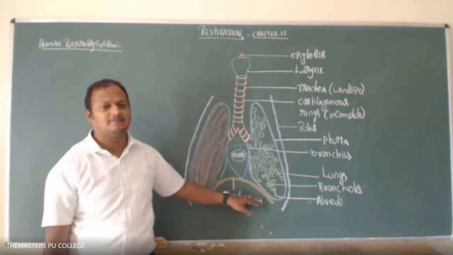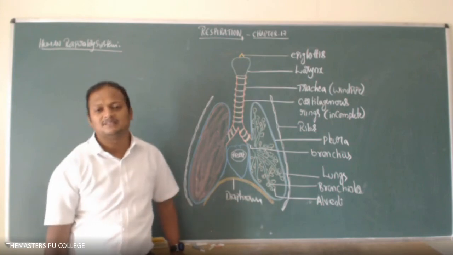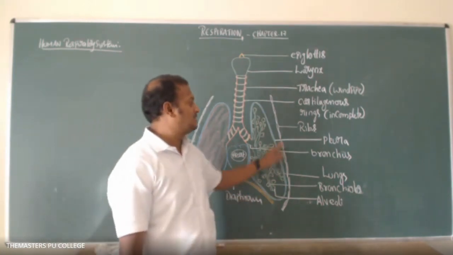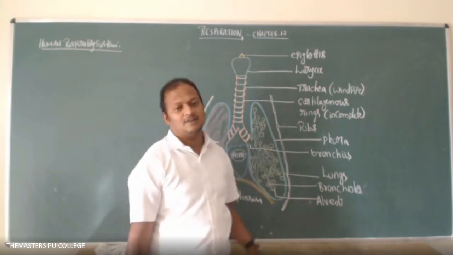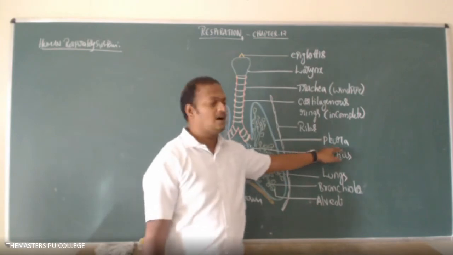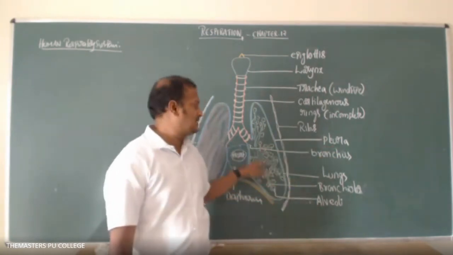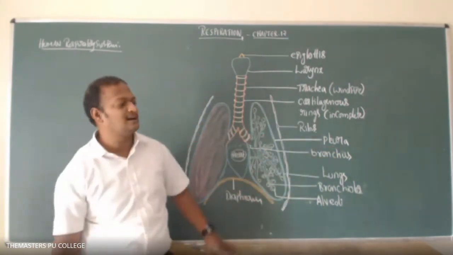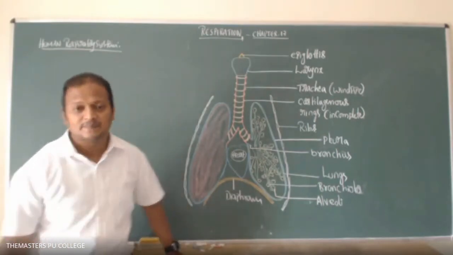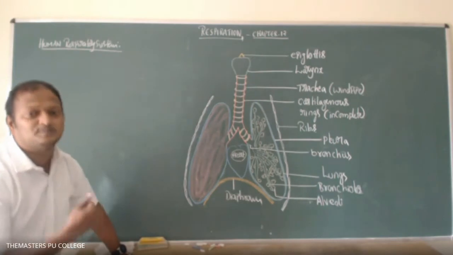And the diaphragm, it is also a muscle, the diaphragm muscle. And next one, ribs and pleura are given. Pleura means the outermost membrane of the lungs. Lungs are surrounded by the membrane that is called pleura. The description we will discuss again. Okay, students, right? So this is the diagram explanation.